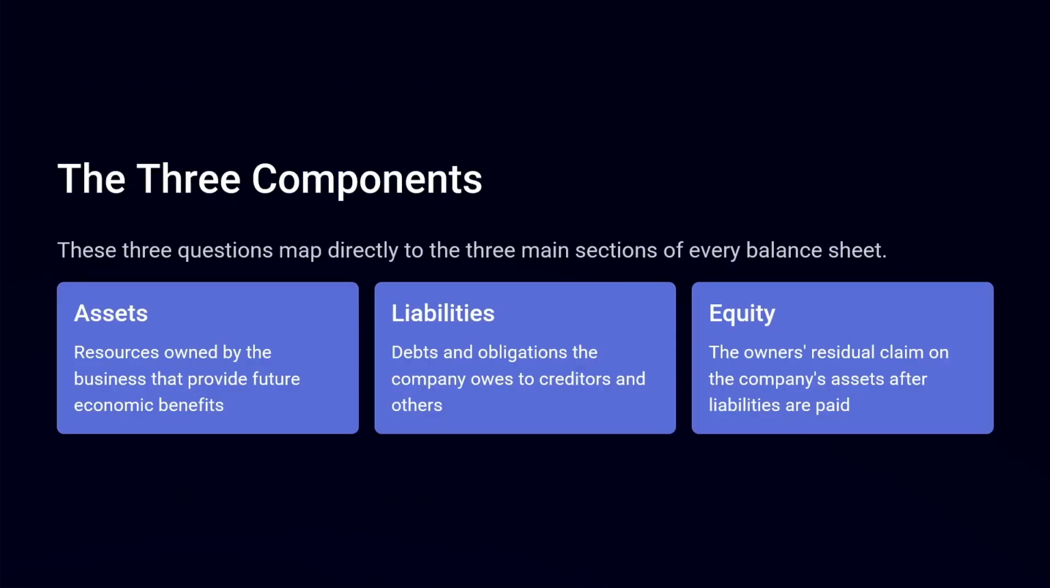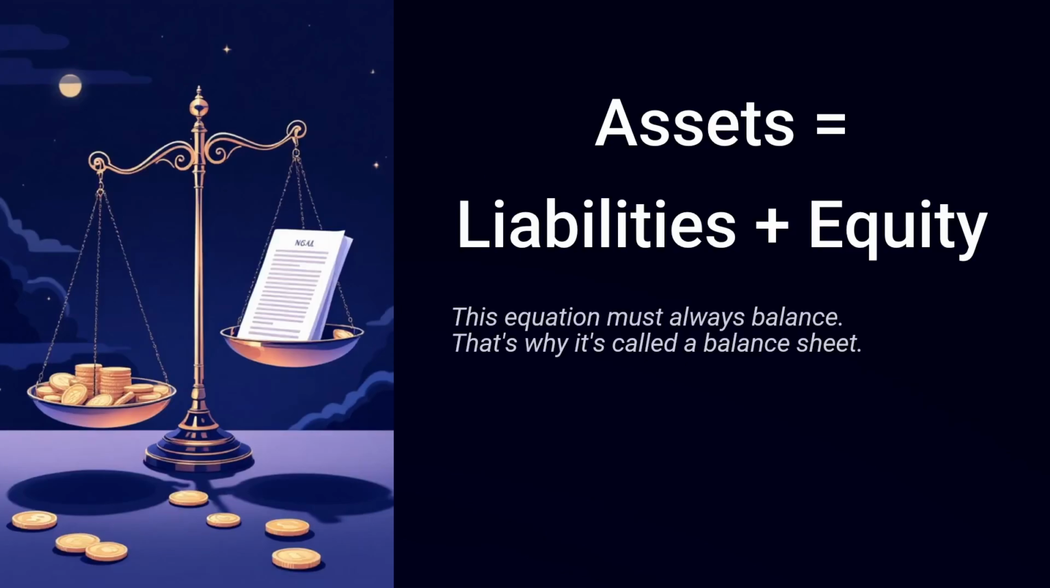The three components. These three questions map directly to the three main sections of every balance sheet. Assets, resources owned by the business that provide future economic benefits. Liabilities, debts and obligations the company owes to creditors and others. Equity, the owner's residual claim on the company's assets after liabilities are paid. Assets equals liabilities plus equity. This equation must always balance. That's why it's called a balance sheet.